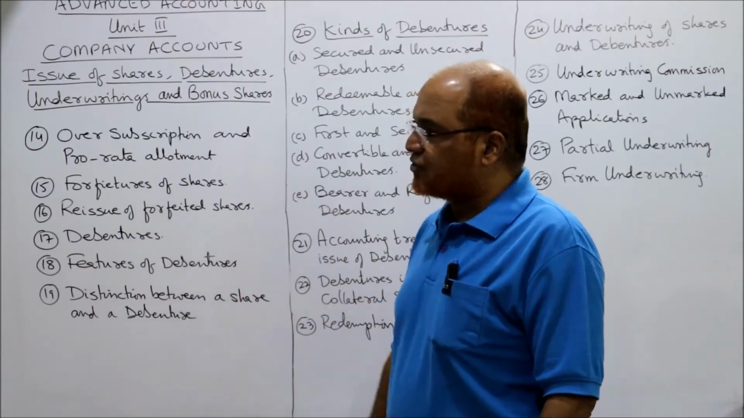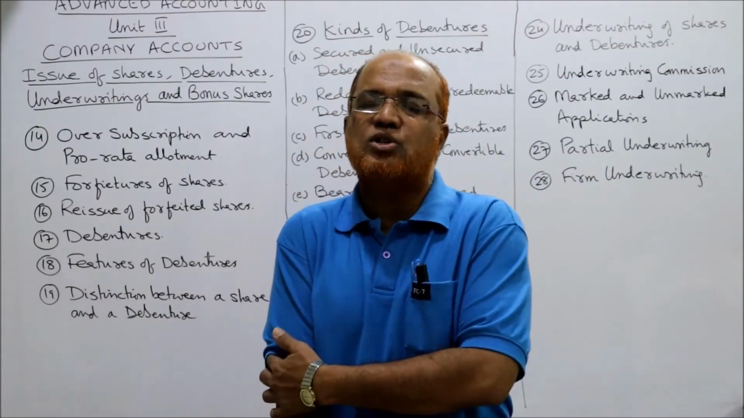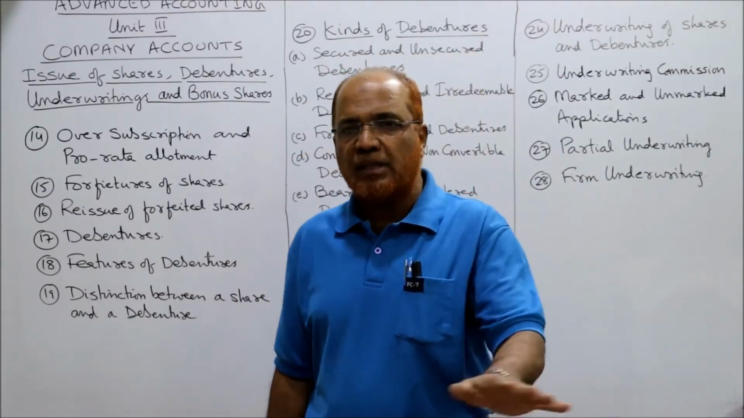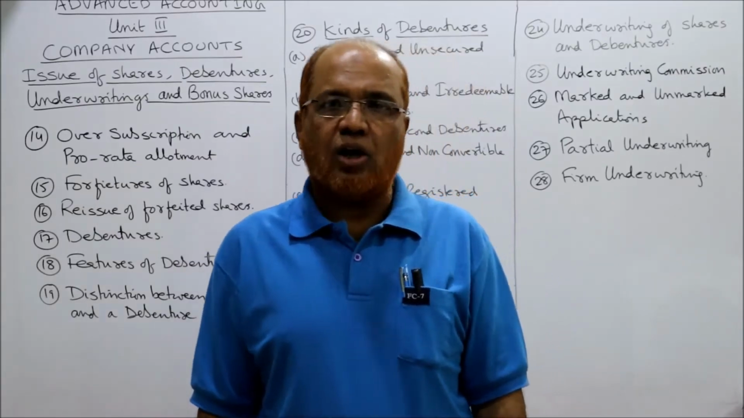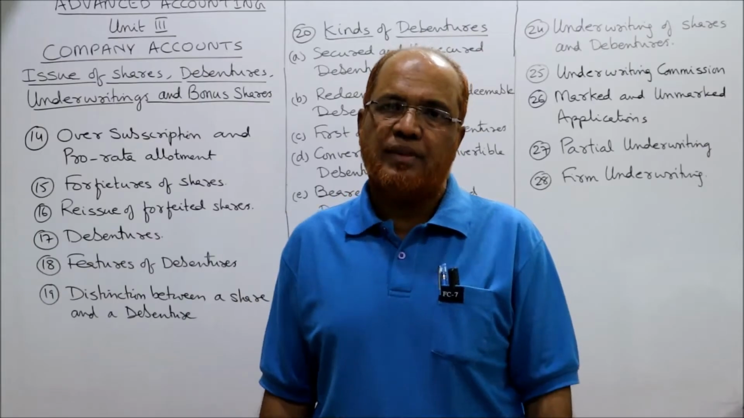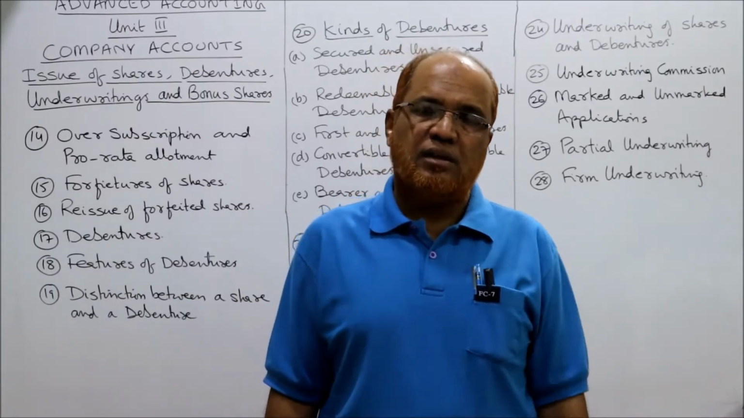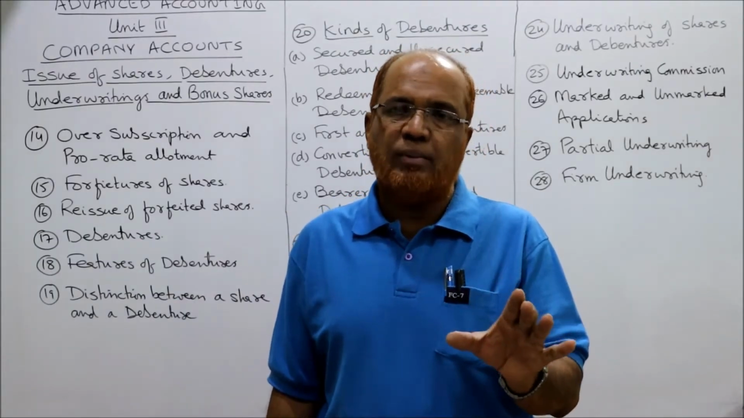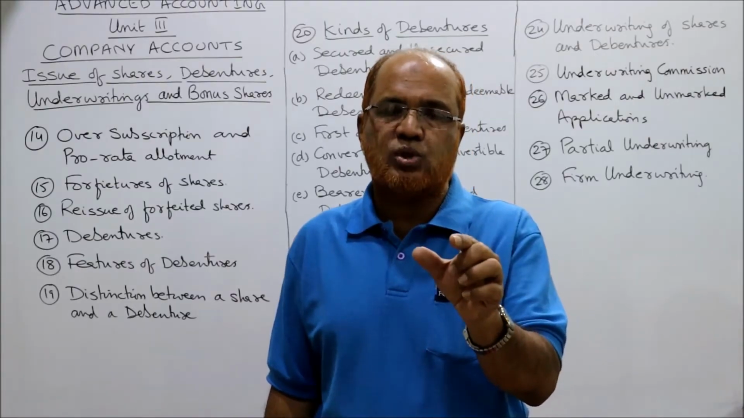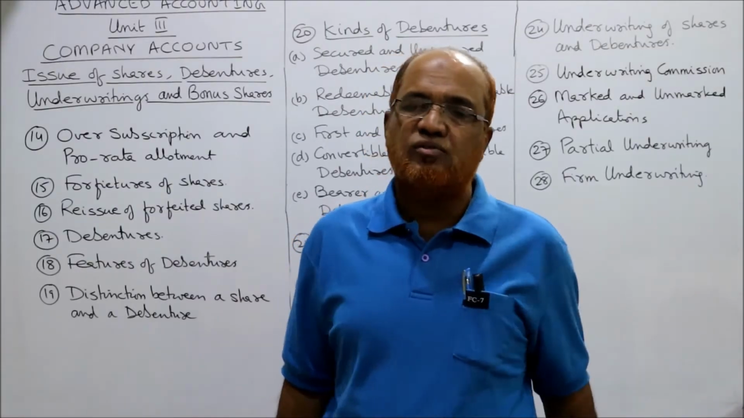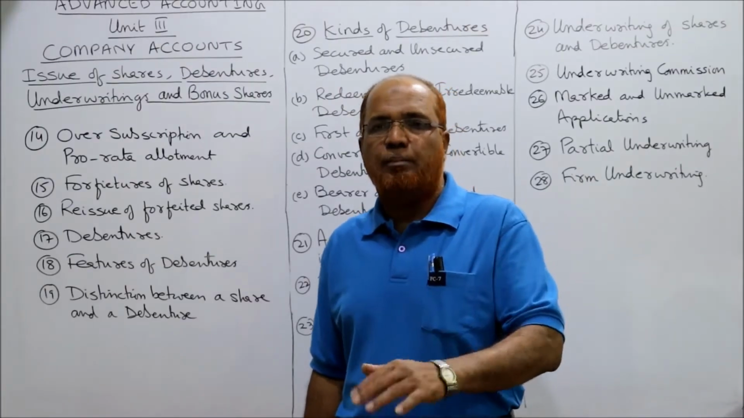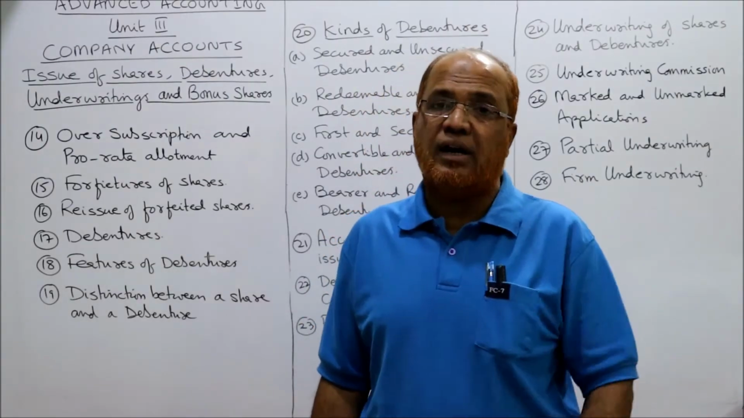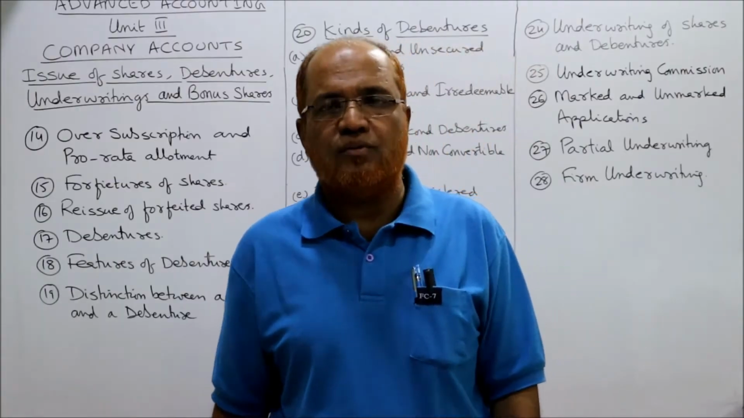Now forfeiture of shares. The next topic is forfeiture of shares. Forfeiture means cancel. If a shareholder is unable to pay the allotment money or call money, the company will give him notice that if you do not pay the call money or allotment money within the specified period, your shares will be cancelled, forfeited. Then whatever amount he has already paid to the company will not be refunded. That is called forfeiture of share.